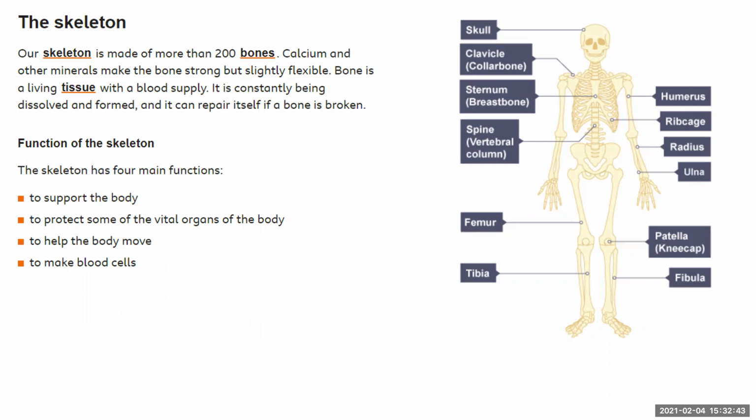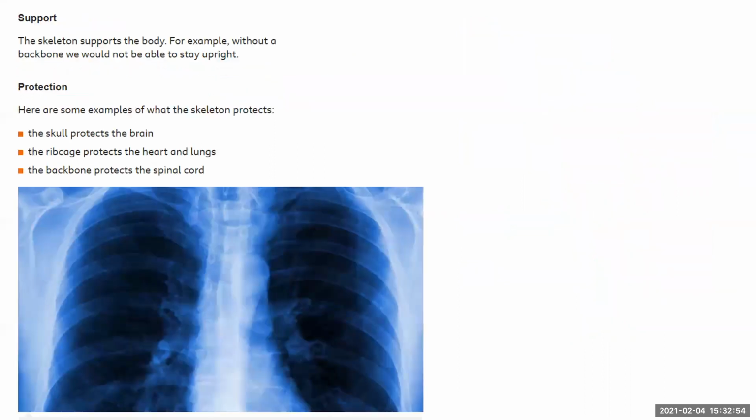The functions of the skeleton are to support the body, to protect some of your vital organs, to help the body move, and to make blood cells. The skeleton supports the body. For example, without a backbone, we would not be able to stay upright. For protection, the skull protects the brain, the rib cage protects the heart and lungs, and the backbone protects the spinal cord.